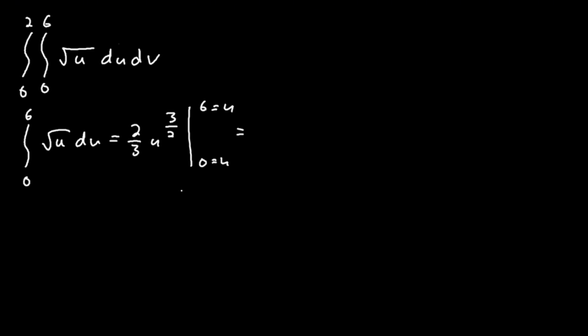If we plug in for 6, we get square root of 216 times 2/3. Simplify this further, and you get, what is this? Simplify this further, you get 12 times square root of 6 over 3, which is equal to 4 square root of 6.